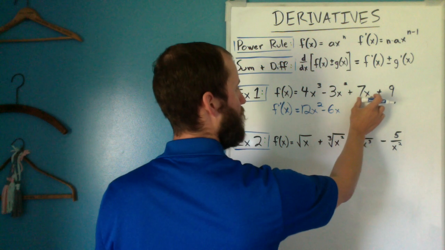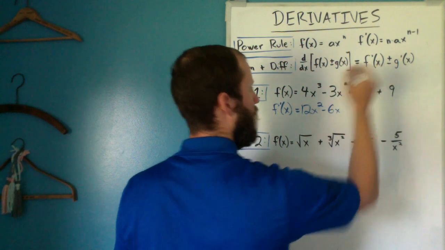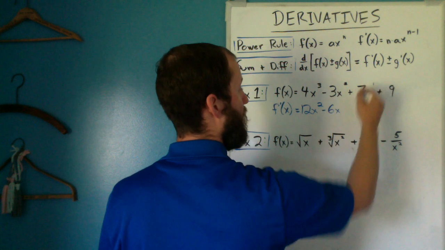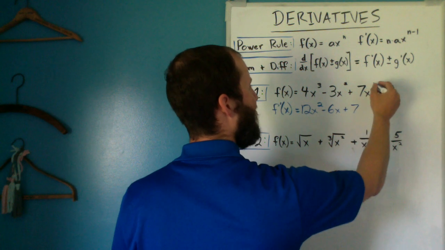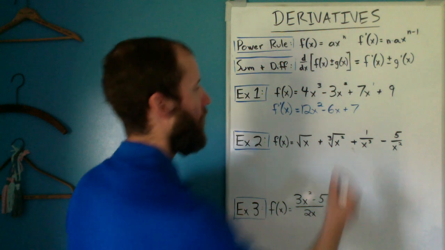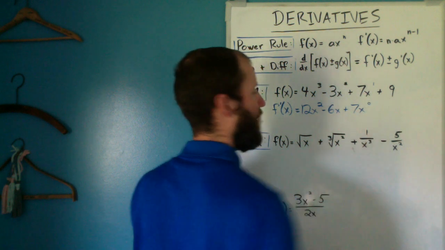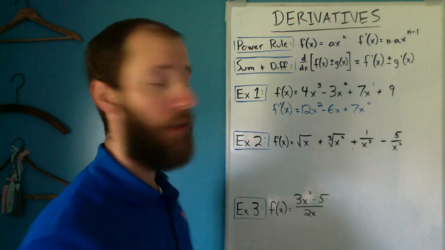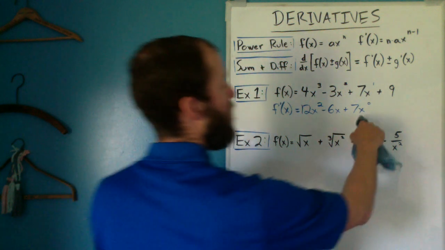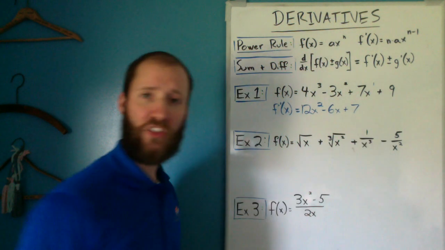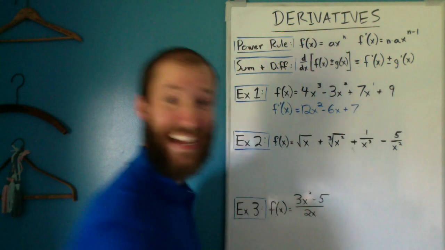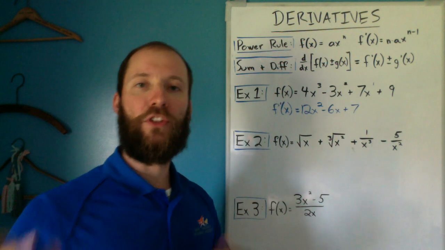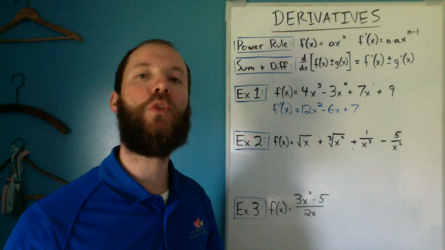Now this right here, 7x to the first, let's do the same rule. Bring your exponent down. 1 times 7 is 7. And then decrease your exponent by 1. So we have x to the 0 power. Now anything to the 0 power is 1. So this x to the 0 is just a 1. We don't need to write that. So it's just 7. Now this 9. Okay, let's think about this. Derivatives talk about the slope, the rate of change, how something is changing.